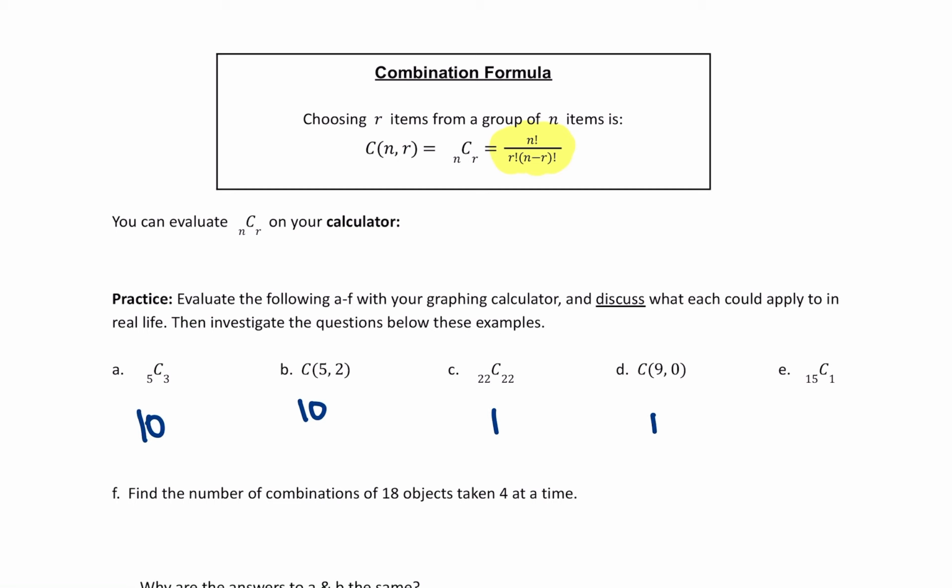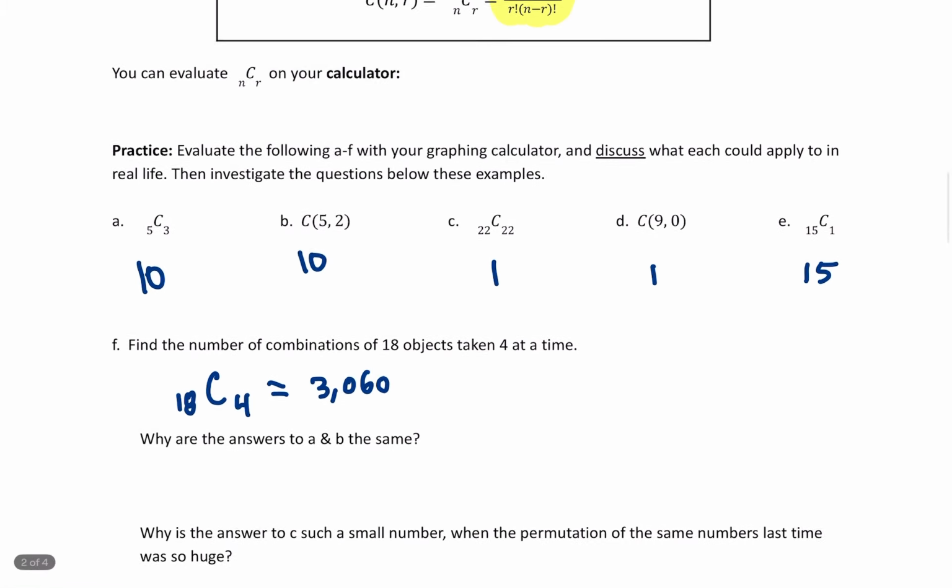Okay, for 15 choose 1, when we put that in our calculator, we get 15. Now for F, find the number of combinations of 18 objects taken 4 at a time. Well, our N is going to be the total number that we have. We've got a total of 18 of them, and then we're going to choose 4 of them. So we'll put it in our calculator just like that, and we'll get 3,060 as our answer.